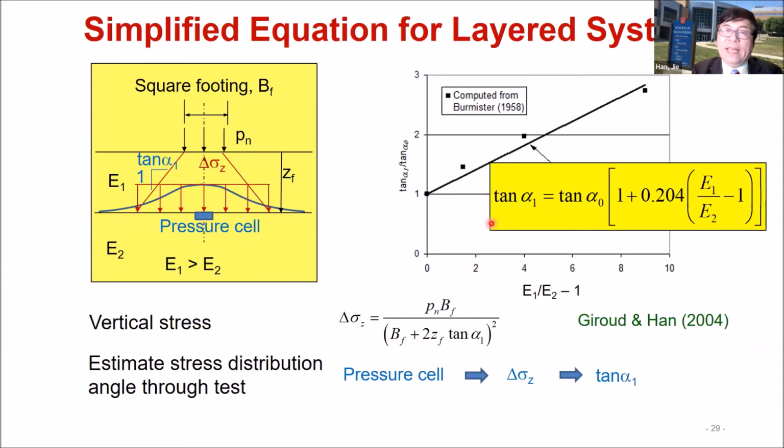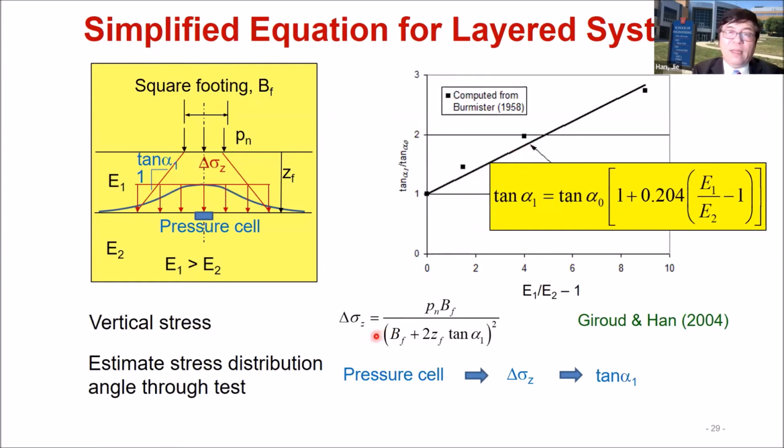But we convert the Burmister solution with the layered elastic theory, basically those are the dots for the Burmister solution, into the simplified solution with the distribution angle. Let's see, if the elastic modulus ratio E1 equals E2, if the ratio equals 1, it goes back to the uniform distribution angle, just like a Boussinesq solution. If you increase the modulus ratio, you will increase the distribution angle.